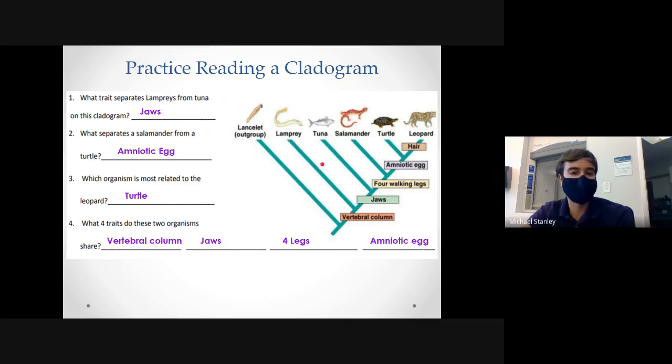All right, very nice job. Thank you, guys. Anybody have any questions on cladograms in general or this particular cladogram so far? Any of these questions where you're still not really sure where the answers came from?